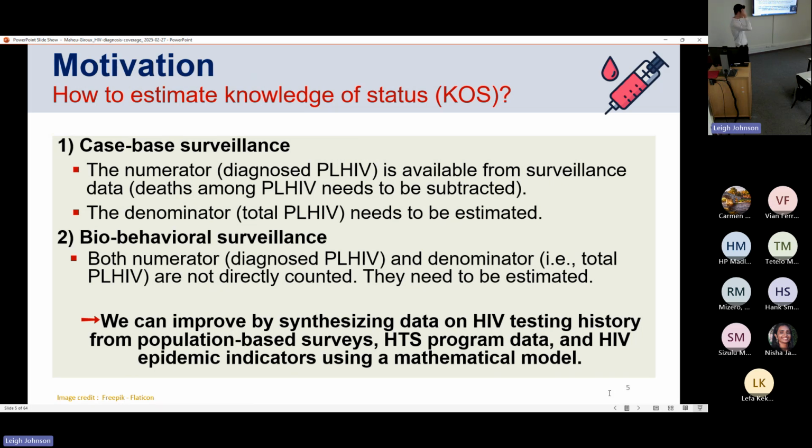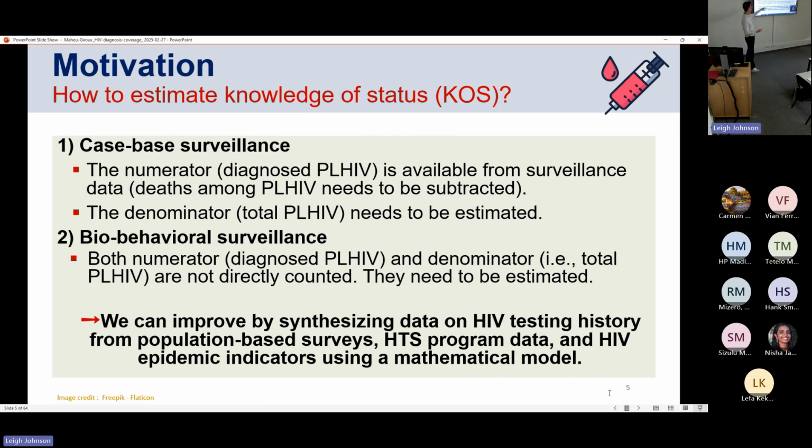So how do we estimate knowledge of status? If you have good case-based surveillance data, that means that for each new HIV diagnosis, you have a unique identifier, and you're able to know how many people you have diagnosed in your particular region, province, or country. Of course, you need to also have a really good vital registration system, because you want to remove all the deaths from the people that have been cumulatively diagnosed over time. So I wouldn't say it's simple, but if you are able to get the numerator, the number of diagnosed people living with HIV, then it's relatively simple. The denominator, however, the total diagnosed and undiagnosed people living with HIV, needs to be estimated.